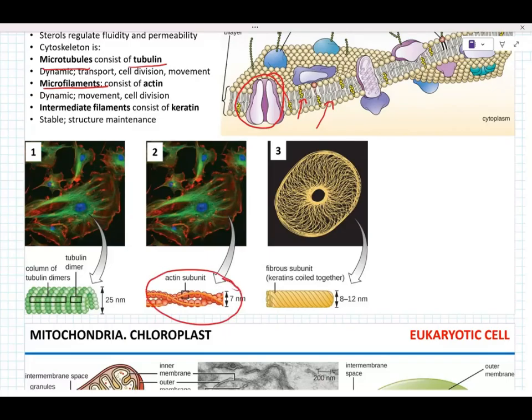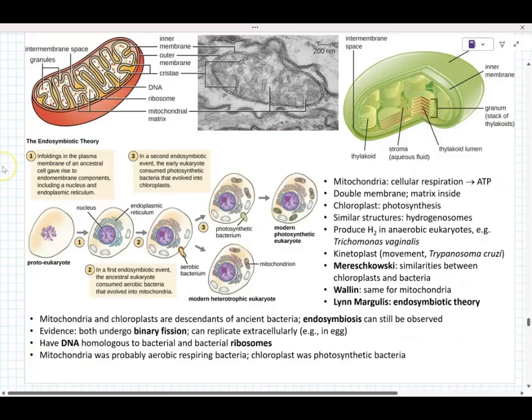Microfilaments consist of the protein actin. They're also dynamic, meaning they can be rebuilt, can be destroyed, and participate in similar functions such as movement, cell division, and sometimes transport. Unlike these two, intermediate filaments that consist usually of the protein keratin are stable. If they're destroyed, it means the cell collapses. They are like beams and studs in the house. So you need to know what these filaments are made of, right? And whether they're dynamic or stable, and what their function is.